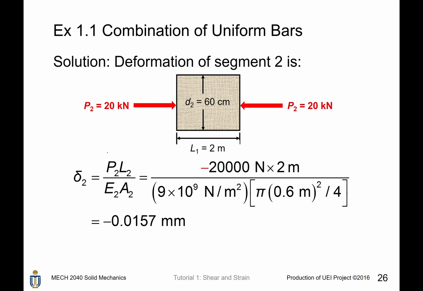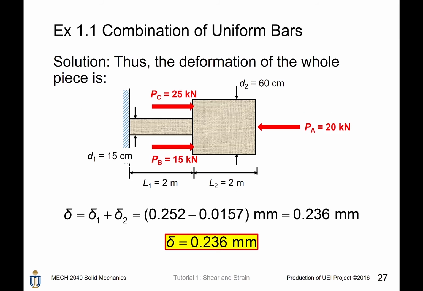Therefore, we can calculate the deformation by using the alpha formula, PL divided by EA. Notice that in the compressive form, the applied load P will become negative. The deformation, even if it is compressive, is much smaller than that of segment 1. Therefore, what we can do is to add them up, the deformation of the whole piece together, which is delta 1 plus delta 2. Notice that we will account for the sign as well, because segment 1 is elongated, while segment 2 is shortened. The total deformation will be 0.236 millimeters. You can try this problem yourself after viewing this video.